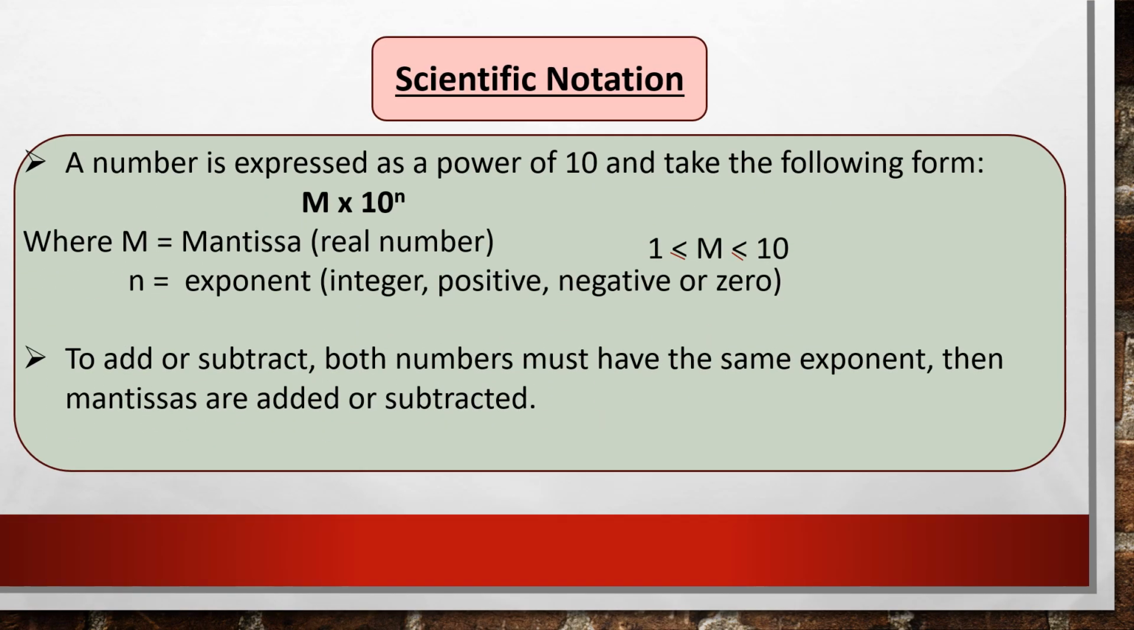Scientific notation. A number is expressed as a power of 10 and takes the following form. M multiplied by 10 power n, where m is equal to mantissa, which is a real number. M is greater than or equal to 1 and less than 10. And n is the exponent, which is an integer, and it can be positive, negative or 0. To add or subtract, both numbers must have the same exponent. Then mantissas are added or subtracted.